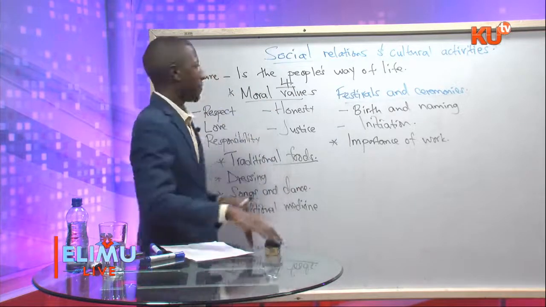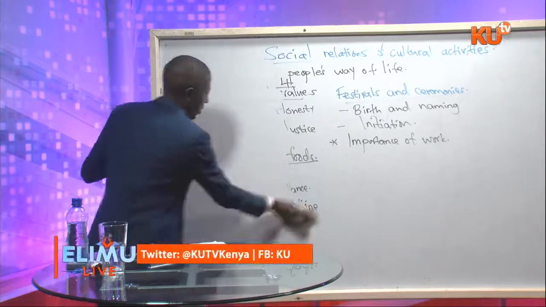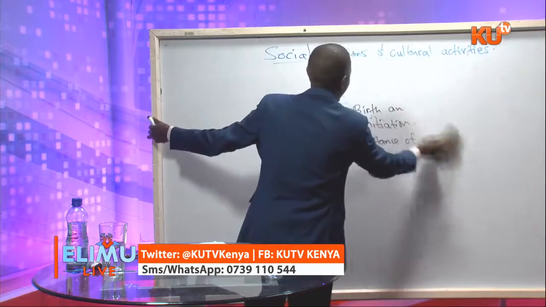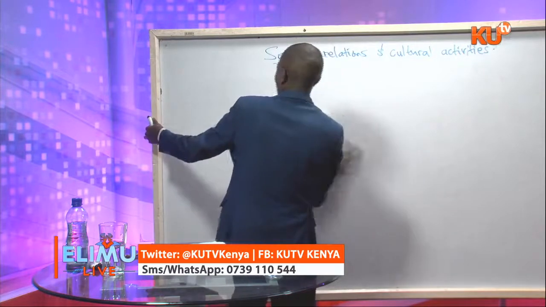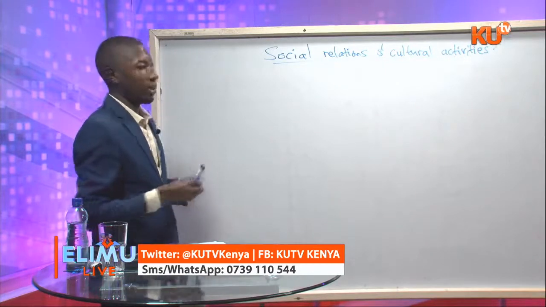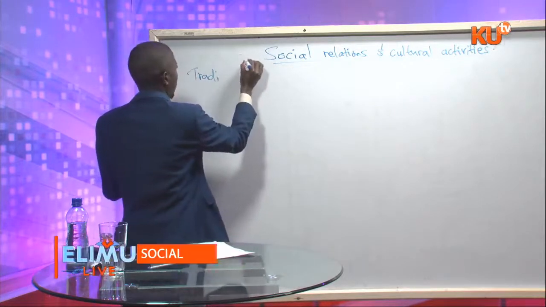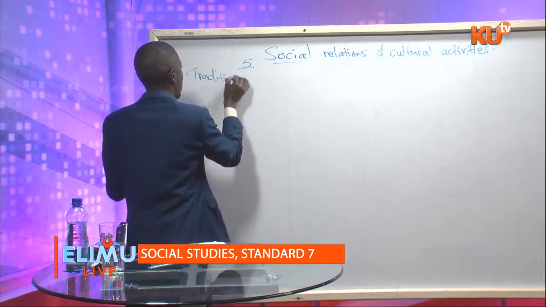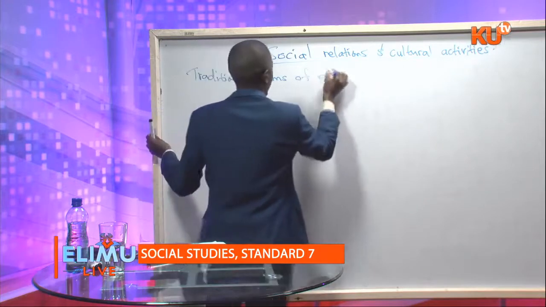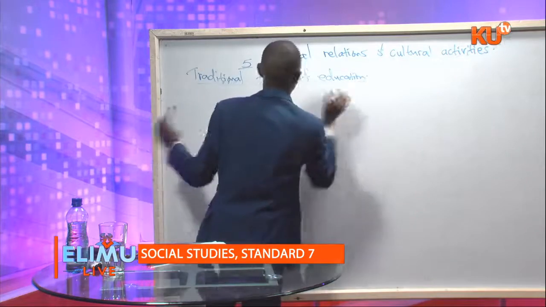Then we go to grade 5. In grade 5 now, you see this topic is the same, but the content continues to become wide and wide as you go up. So in grade 5, the first thing that we learn is the traditional forms of education. Now this is grade 5. Traditional forms of education.